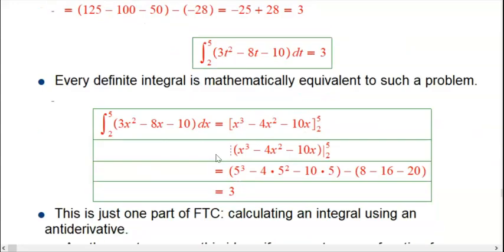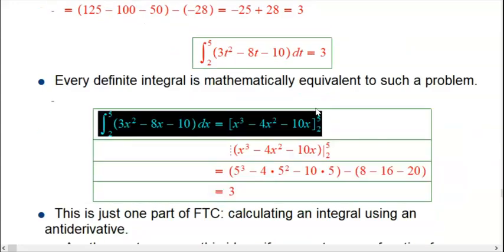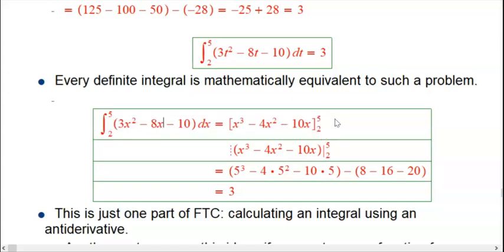But this gets us really on the board where we can start calculating these integrals much, much more efficiently, as long as we can do this first step, which is finding the antiderivative, which means we need to get better and better and better at that process.